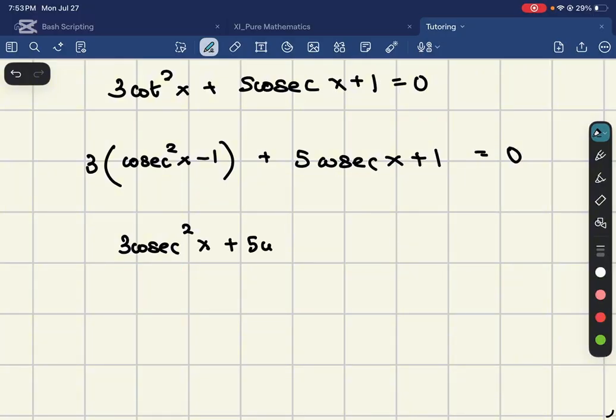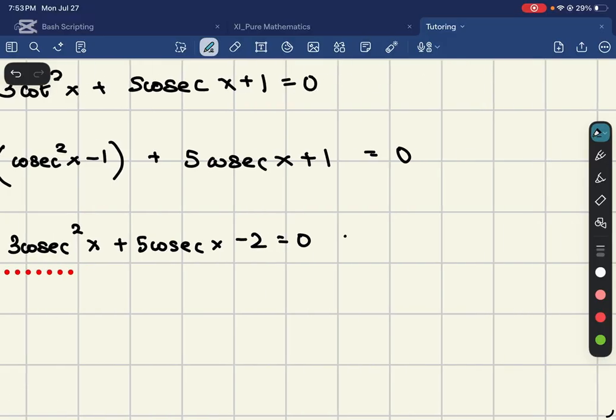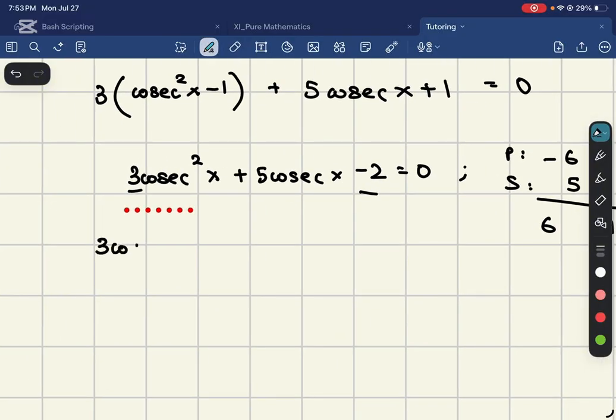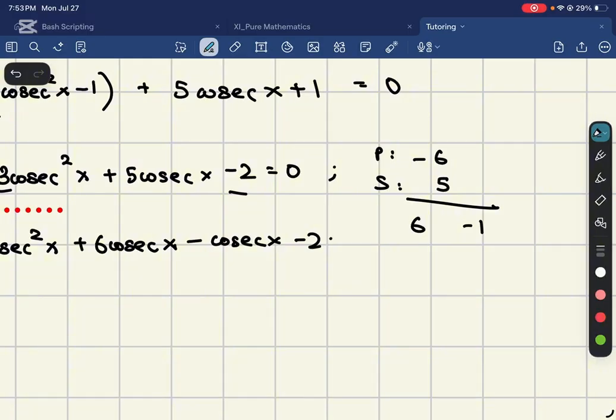plus 5 cosecant x minus 2 equals 0. Let's see if we can factorize this. And I think we can, because the product is negative 6: 3 times negative 2. The sum is 5. So the two numbers have to be 6 and negative 1, right? That gives me a product of negative 6, a sum of 5. All right. So 3 cosecant squared x plus 6 cosecant x minus cosecant x minus 2 equals 0.